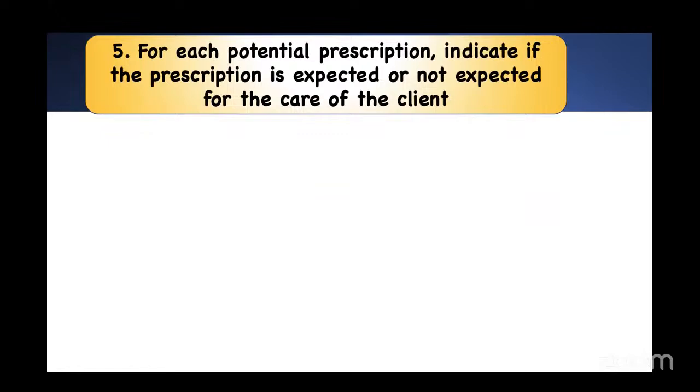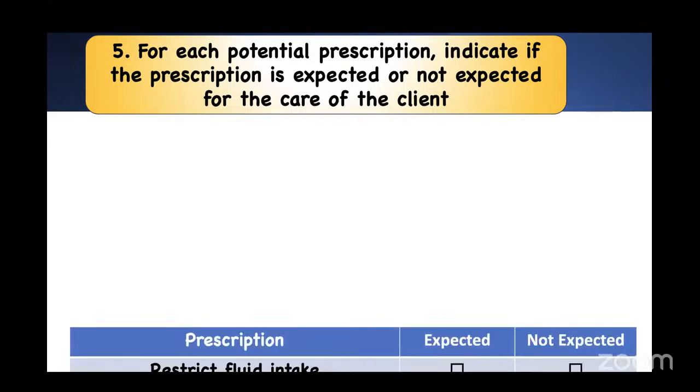Now, for each potential prescription, that the provider is going to order, indicate if the prescription is expected or not expected. You see this all the time in cases. Go back to the problem. What does the patient have? He has post-op arthroplasty. We want to prevent complications. We should know what to do with these patients. So what do you think?